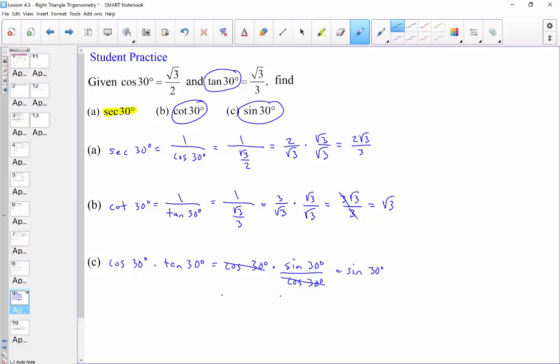Since we've shown that the cosine of 30 degrees times the tangent of 30 degrees equals the sine of 30 degrees, we can now just substitute in the numbers that were given in the problem. The cosine of 30 degrees equals the square root of 3 over 2. And the tangent of 30 degrees equals the square root of 3 over 3. If we multiply these numbers, square root of 3 times square root of 3 is 3, over 2 times 3 is 6, and we get 1/2.